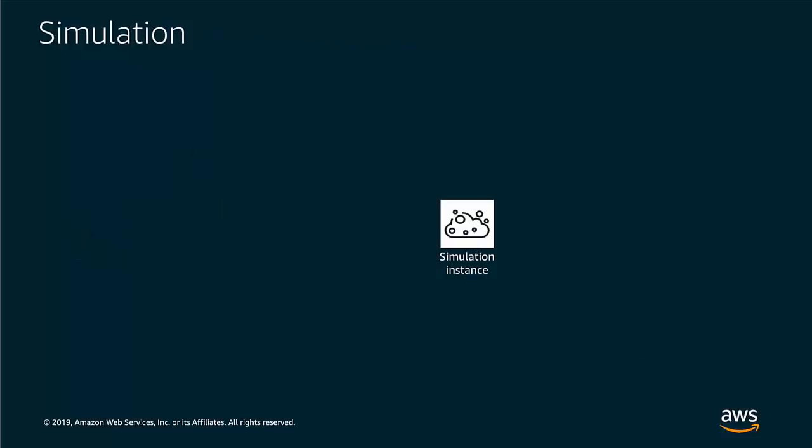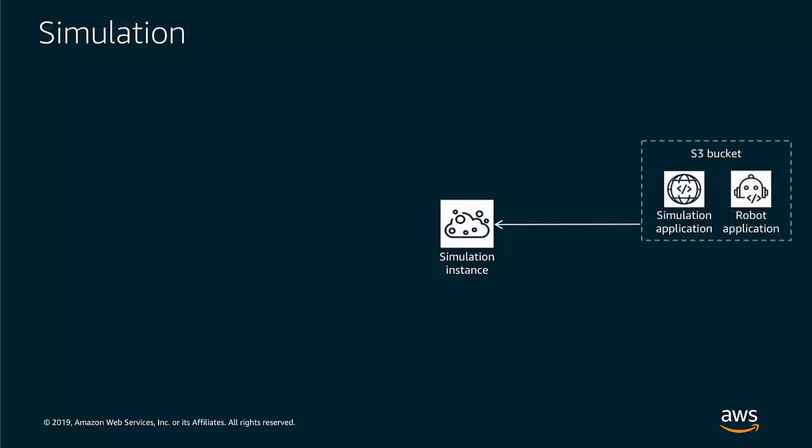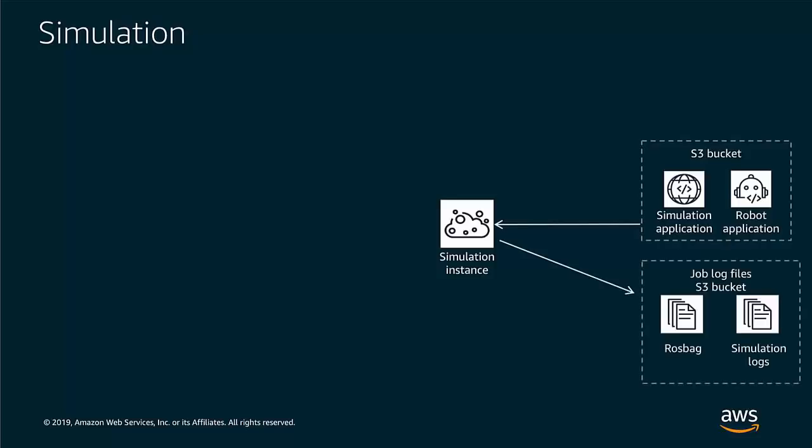So let's talk a little bit about what happens on the simulation instance once we start up a simulation. The first thing we do is we'll reach out to the S3 bucket in the developer's account to pull in the simulation application and the robot application. We'll start ROS and Gazebo up and we'll begin the simulation. If you've requested to get the output from the running simulation, we'll write larger files like ROS bags and the simulation logs back out to the S3 bucket in your account, as well as standard out and standard error for both the simulation and robot application will be written to CloudWatch logs.